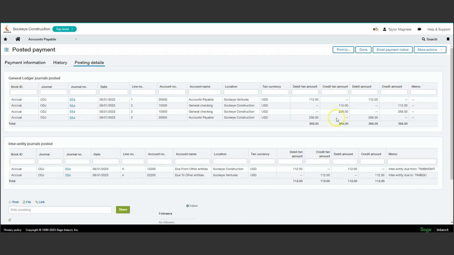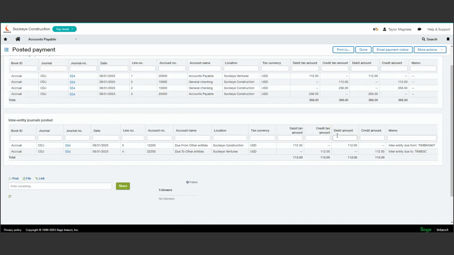But as we come down to the intercompany section, we see the system has properly created a debit to our due from account on the construction entity, representing a receivable for that cash paid on behalf of the ventures entity, and a due to booked to the ventures entity for the matching liability.